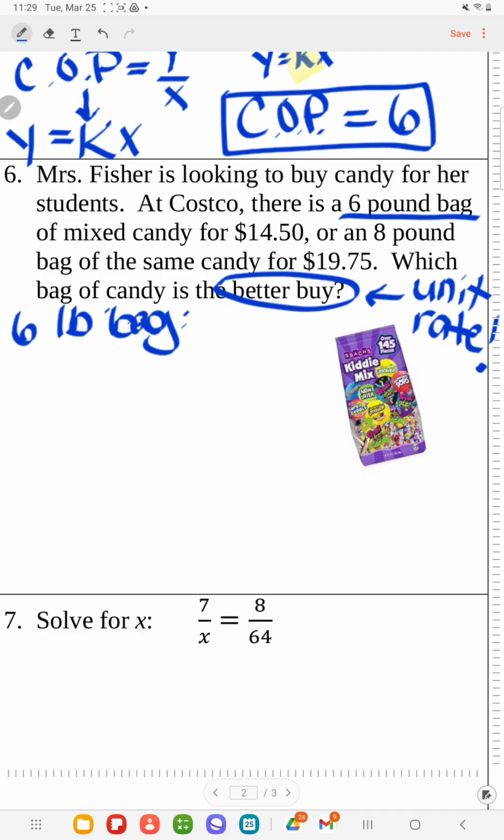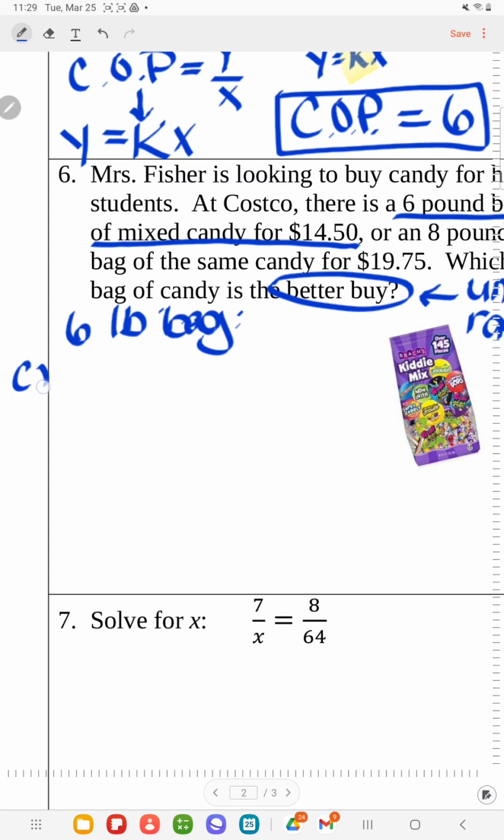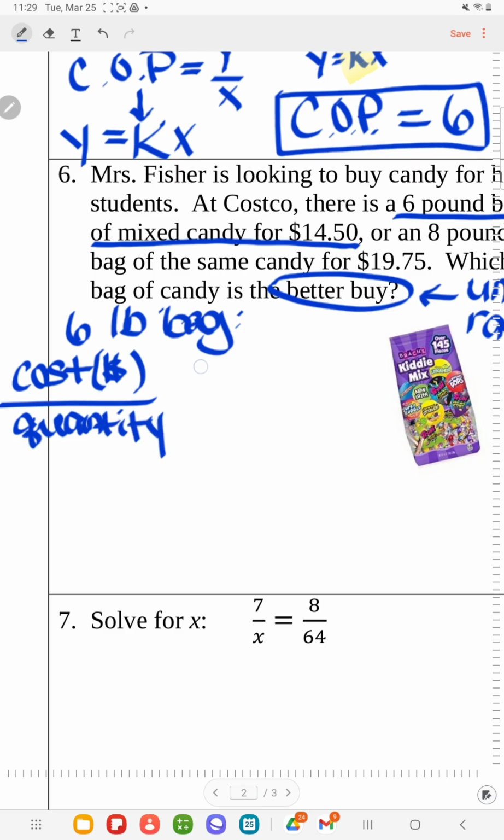So this first one, 6-pound bag for $14.50. We're going to take the cost, which is the money, and divide that by the quantity or the amount for both of these. So the first one, $14.50 divided by 6 for 6 pounds. Remember, if you try to use the ABC button on a decimal, it's going to give you an error, so make sure you're not trying to use ABC here. It's just division. You get 2.416 repeating, so it's 66666.